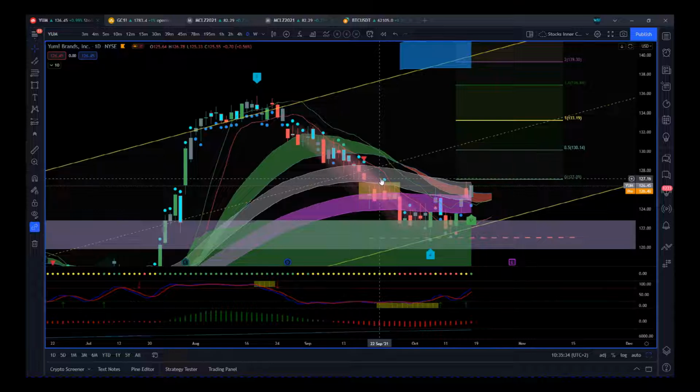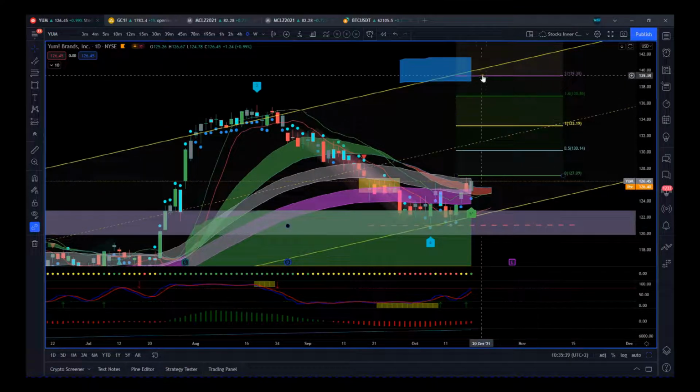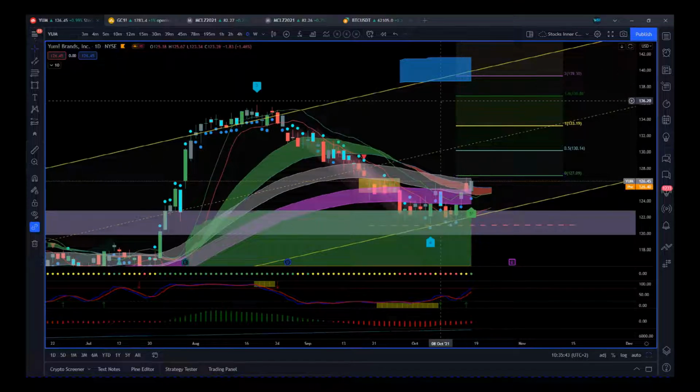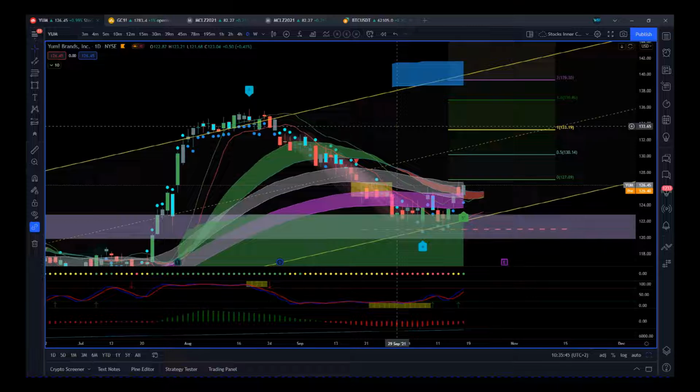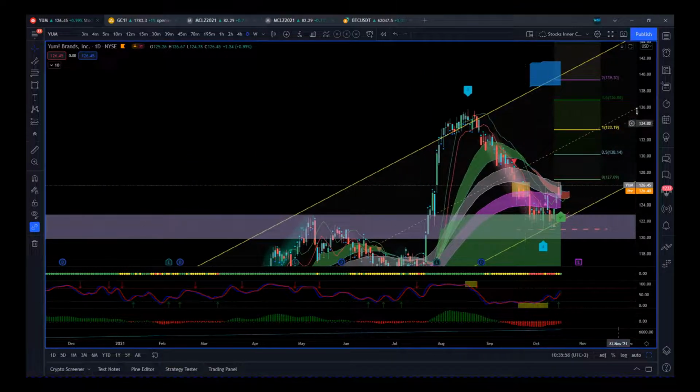So 127.09, that gives us a risk to reward of 1 to 2 to the bottom end of this automated fifth wave target zone here. So we've got a great risk reward. We've got signals both on the weekly and the daily. We've done some work on the support and resistance zones, the channel. We understand how the trend is behaving.